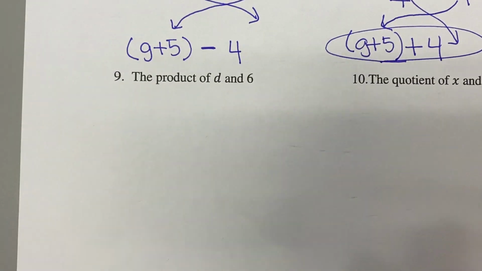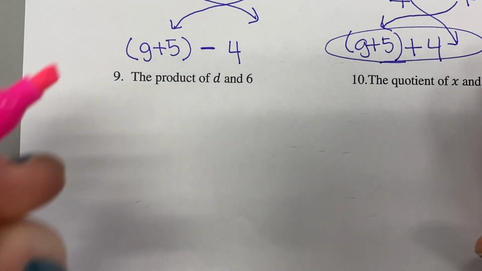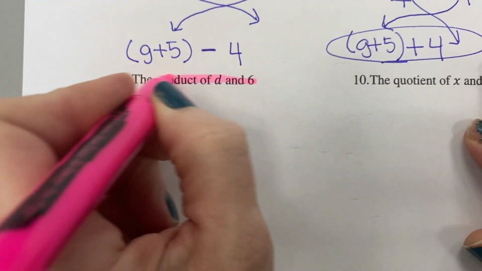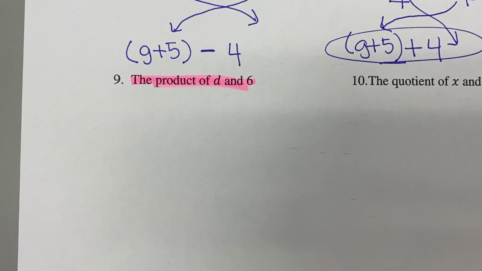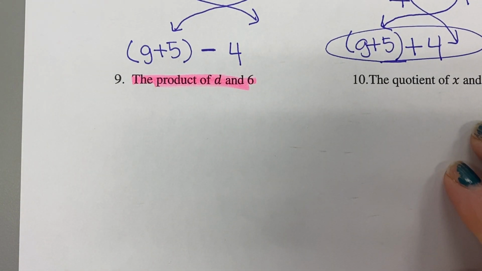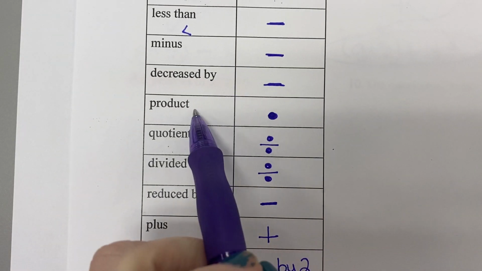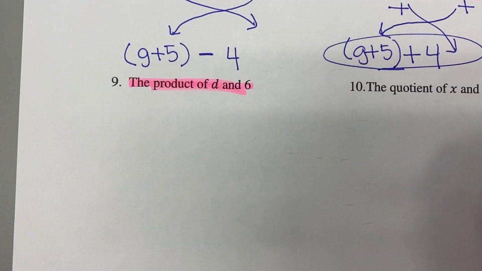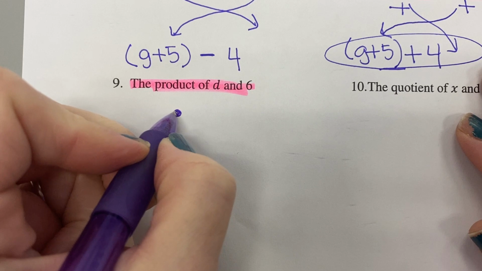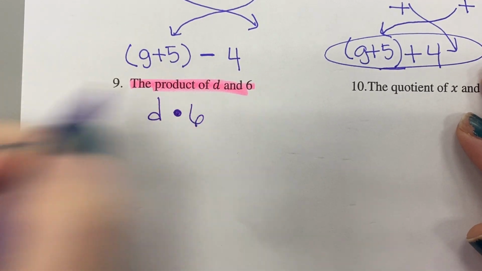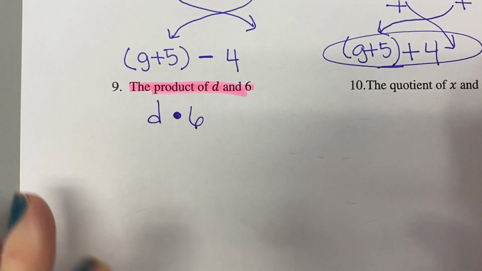The product of d and 6. Well, product means times. So product of d and 6. Now here's something interesting about this.